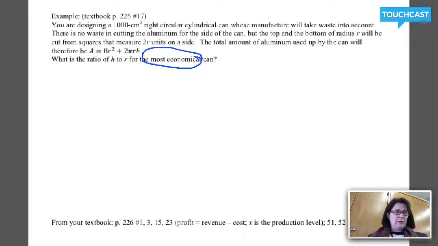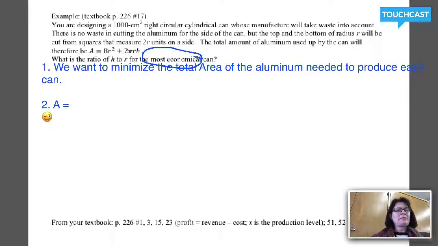So step one, what is it that I am trying to optimize? Do I need the maximum or the minimum? And step two, can I write an equation, an expression for that quantity in one variable? All right, so I'm writing up my steps here. Again, that part's optional. We're going to have to do these things. I'm just writing it up in a nice order so that you can compare it against those steps and get the flow. We want to minimize the total area of the aluminum. So that's an important idea.